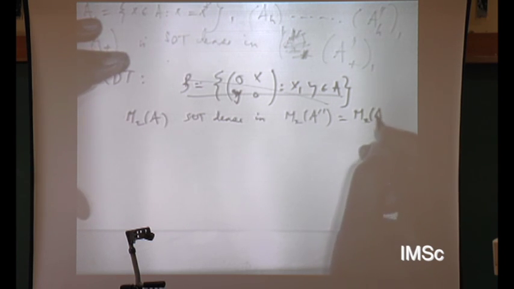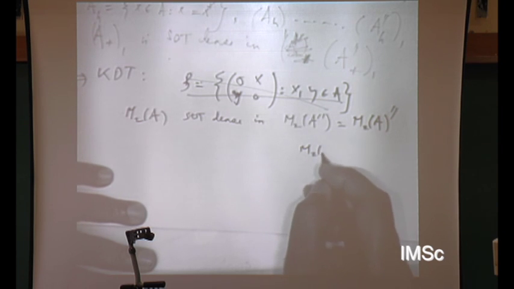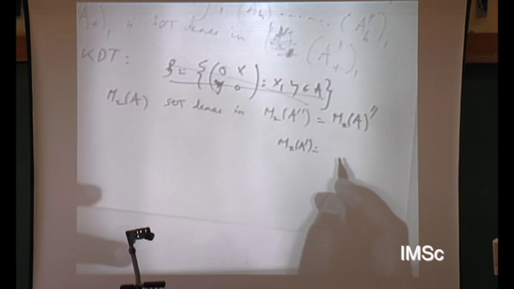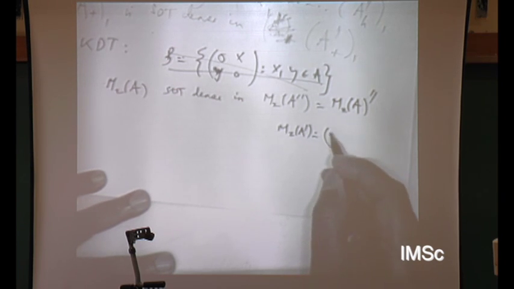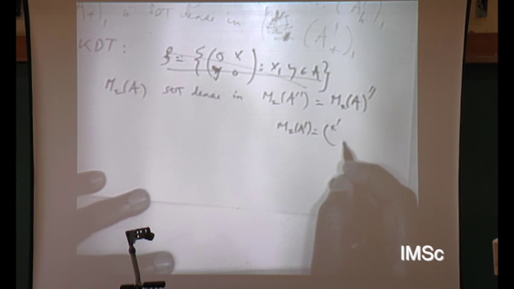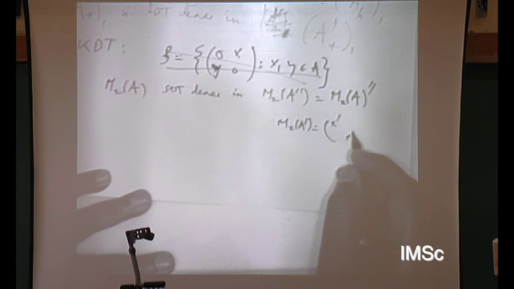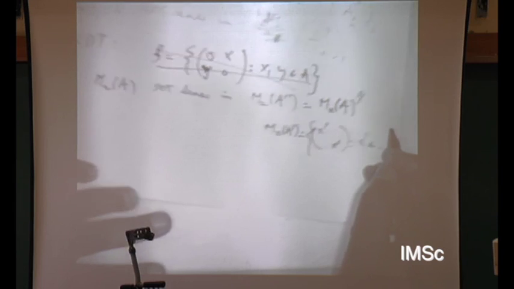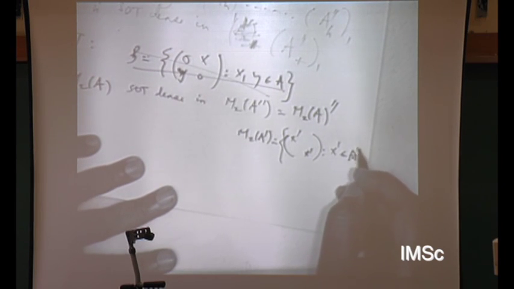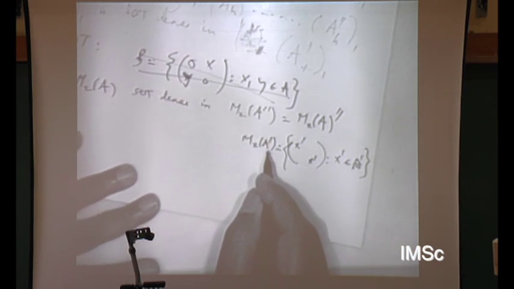What is M2 of A double prime? See, what is M2 of A prime? This will be exactly all those things of the form x prime, with x prime in A prime. M2 of A prime will not be diagonal. M2 of A double prime will be diagonal. Sorry, M2 of A prime will be all A dash, B dash, C dash, D dash.